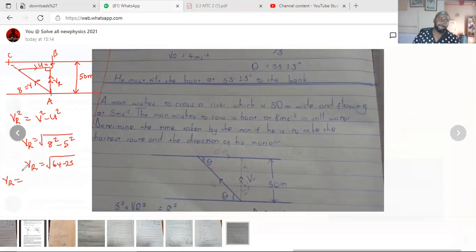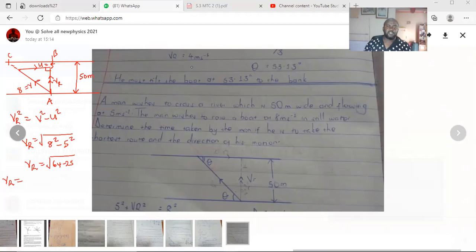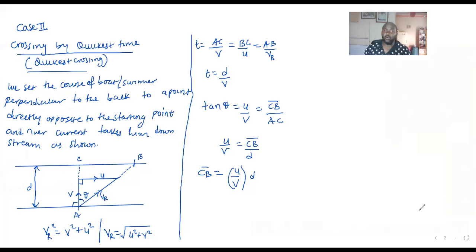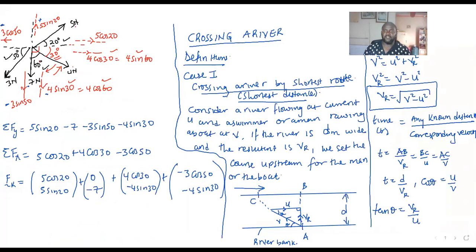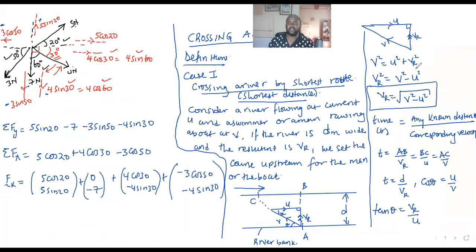Teacher, why are you subtracting? It's because, let me take you back to the definition. If you recall our definition of shortest route, it starts from here with addition. But when you make VR the subject, it induces into subtraction.